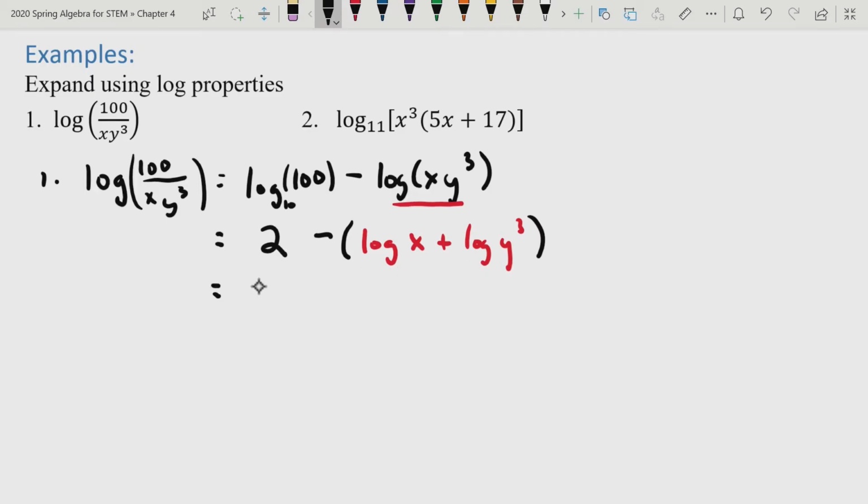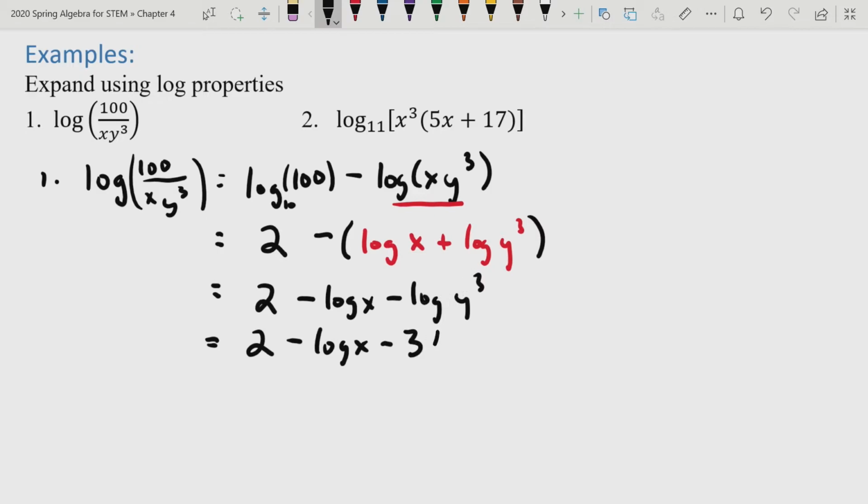Now I'll distribute this minus. This is 2 minus log of x, and then minus the log of y to the third power. This 2 we can't do anything with. This log of x we can't do anything with. Minus, now we have the log of something to a power. We can use the power property. The log of something to a power is that power times the log. So this has been expanded fully using properties of logs.